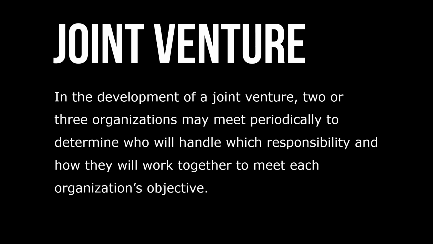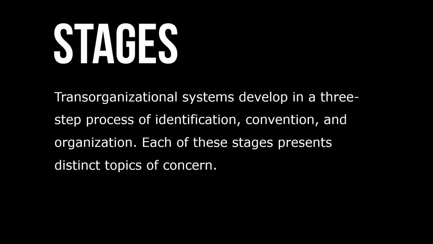In the development of a joint venture, 2 or 3 organizations may meet periodically to determine who will handle which responsibility and how they'll work together to meet each organization's objective. Transorganizational systems develop a 3-step process of identification, convention, and organization. Each of these stages presents distinct topics of concern.